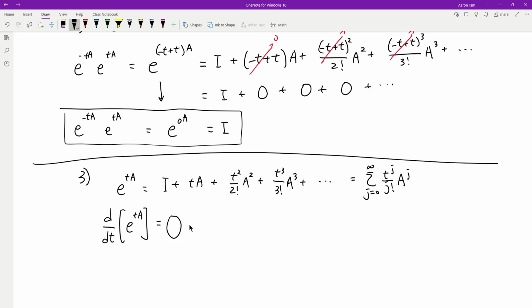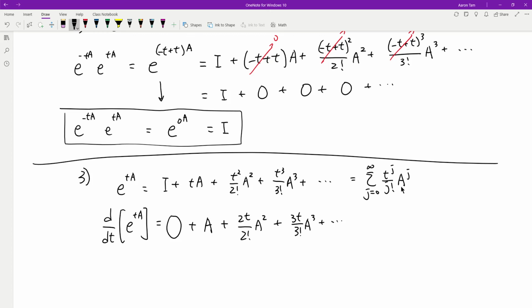Next, what happens when I take the derivative of tA with respect to t? Well, that just gives me the matrix A. And what happens if I take t squared over 2 factorial A squared? That becomes 2t over 2 factorial A squared. Notice A squared is a constant because I have no t in it. Plus 3t squared over 3 factorial A to the third, plus dot dot dot. And I'll show you what happens to the summation afterward. But let's try to figure out what happens without the summation first, and then when I show you the summation, it'll probably make more sense.